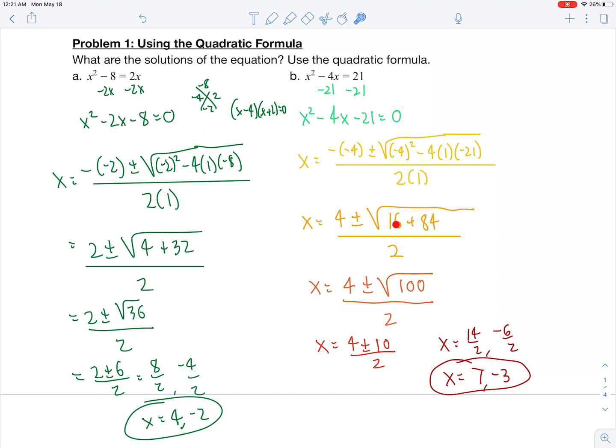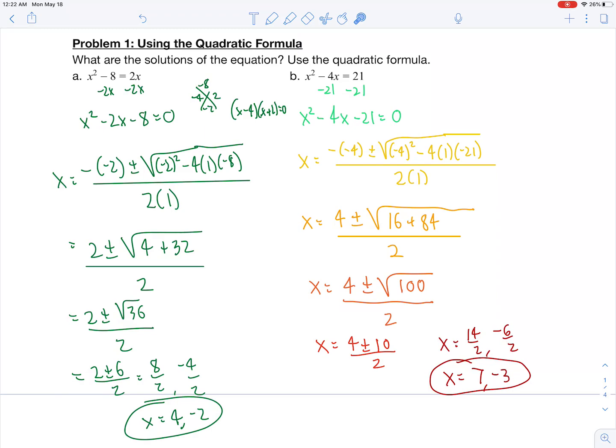So negative 4 squared is 16. Negative of a negative is a positive. Negative 4 times negative 21 is positive 84. Add these together, I get 100. Take a square root, I get 10. And remember, this plus or minus means we need to do two operations. So that's 4 plus 10 to get 14, and 4 minus 10 to get negative 6. And then since it was all over 2, I got to simplify those as two fractions.